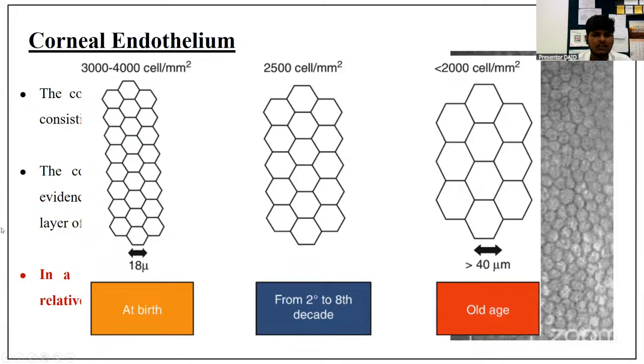So at birth, there are about 3000 to 4000 cells per millimeter square. From the second to 8th decade, it will decrease to 2500 cells per millimeter square. In older age, it decreases further to less than 2000 cells per millimeter square.